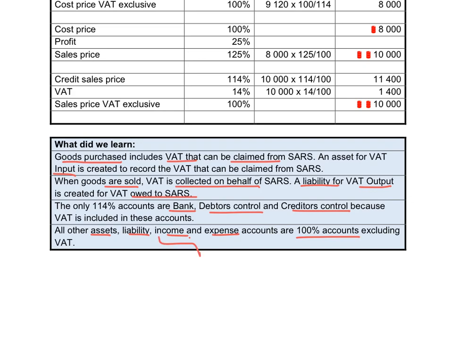Income and expenses are transferred to your profit and loss to determine the profit or the loss between the money that you made and the money that you paid out for expenses. No VAT is allowed to be shown in the income statement. In the balance sheet, all assets, liabilities, and equity accounts will be shown excluding the VAT, except the three accounts that can include VAT, and that is bank, debtors, and creditors.